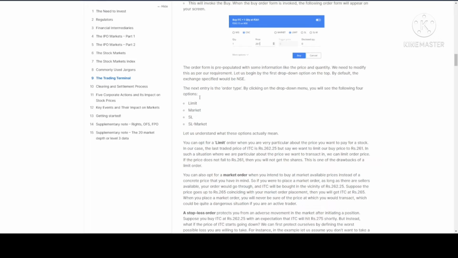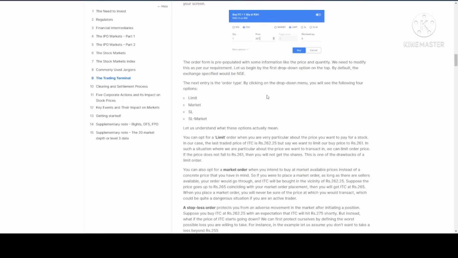You can opt for a limit order when you are very particular about the price you want to pay for the stock. In our case, the last traded price of ITC is 262.25, but say we want to limit our buy price to rupees 261. In such a situation where we are particular about the price we want to transact at, we can place a limit order price. If the price does not fall to 261, then you will not get the shares. This is one of the drawbacks of a limit order.